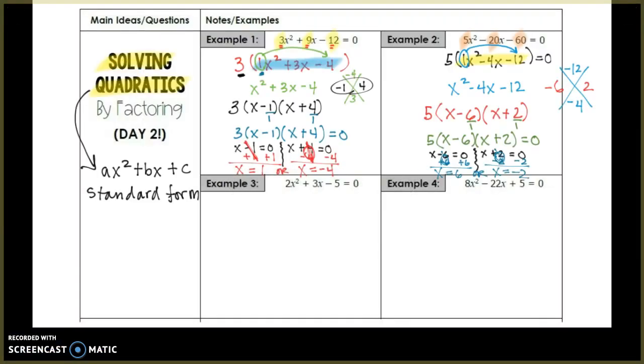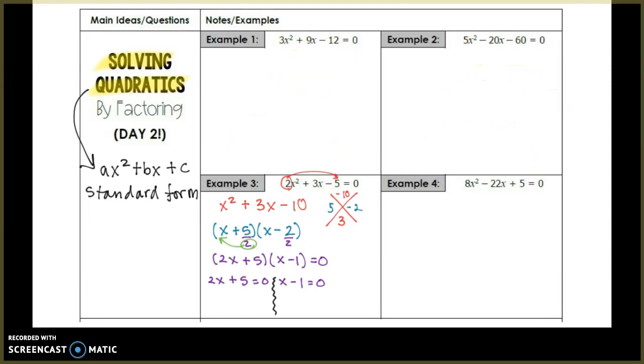Now, for example, 3 and 4, those are just like what we did last week. There's nothing different. Because there's no number that 2, 3, and 5 have in common, you don't have to do this step here. And the same thing with example 4, 8, 22, and 5, they don't have a number in common, so you won't do this step here. So instead, that'll be normal.